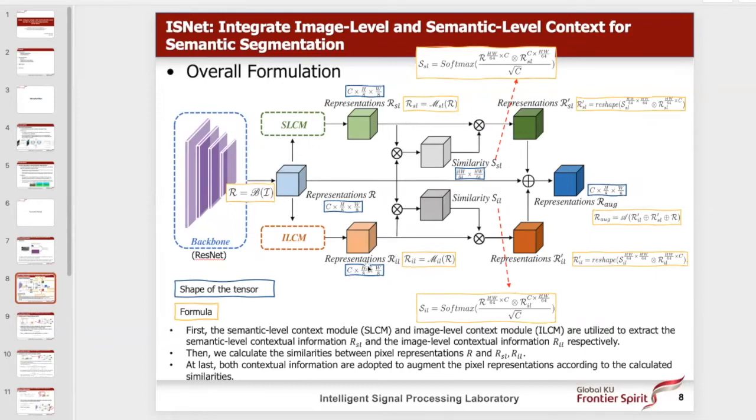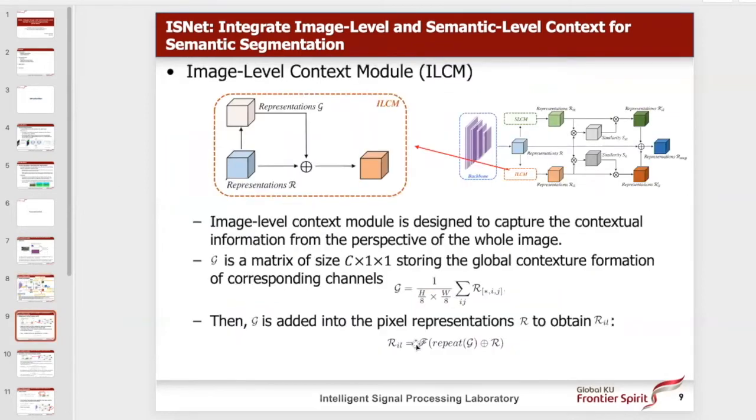R IL here is used to reduce the channel, because we want to get an R IL which has the same shape and channel as the representation R. However, if we don't do the one-by-one convolution, there will be double the channels in the output. Okay, so you're just reducing the number of channels by one convolution here. I think, yes.